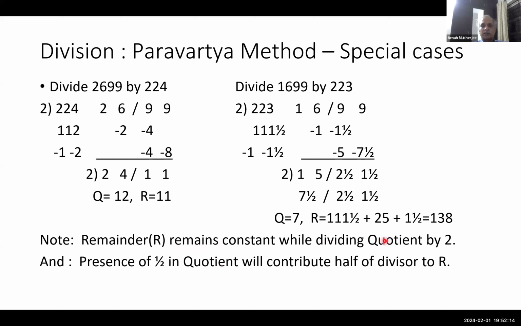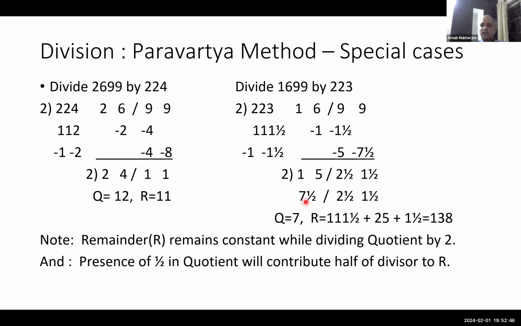The remainder remains constant while dividing the quotient by 2. The presence of a half in the quotient will contribute half of the divisor, mind it. A half in the remainder will contribute according to its position. It will be a half in the unit place, 5 in the case of tens, and if a half is found in the hundreds position, that will contribute 50. So that way we have to understand the meaning of half in the different digits.